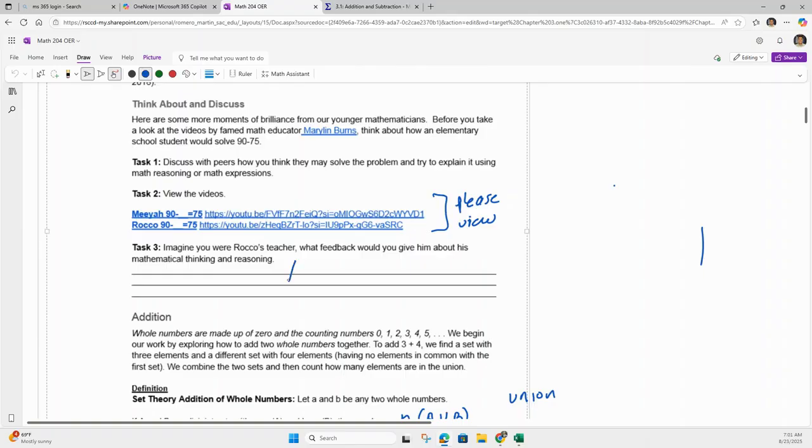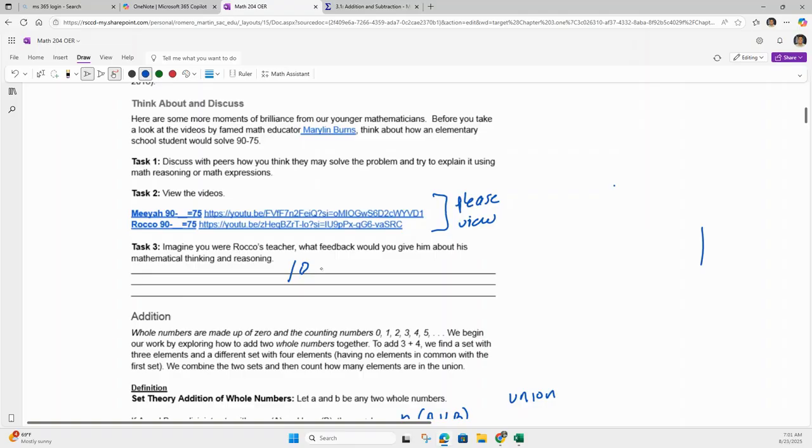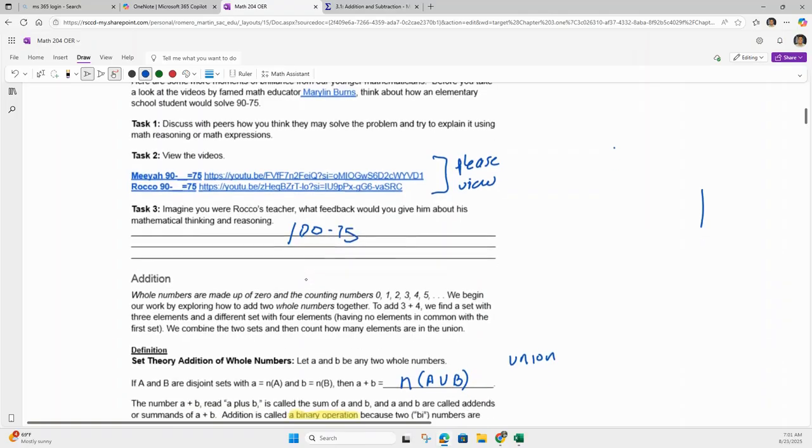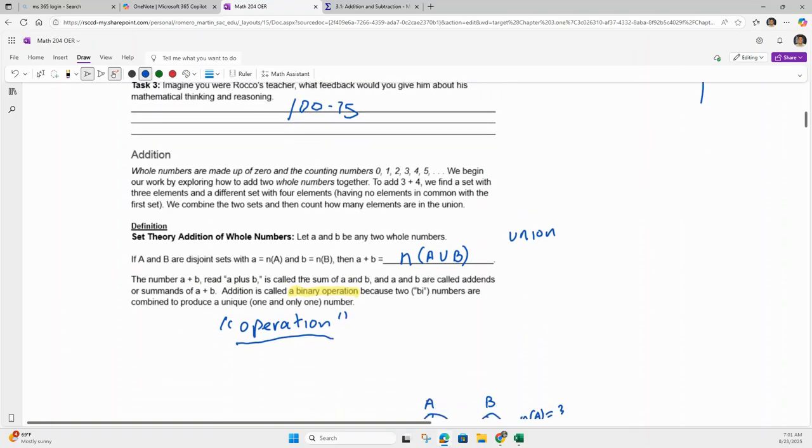He solves it where he does 100 minus 75. That's what he does first. And it's 25, and then he knows that 90 is 10 less, so then he just assumes the answer is 15, which it is. But just interesting to think about.